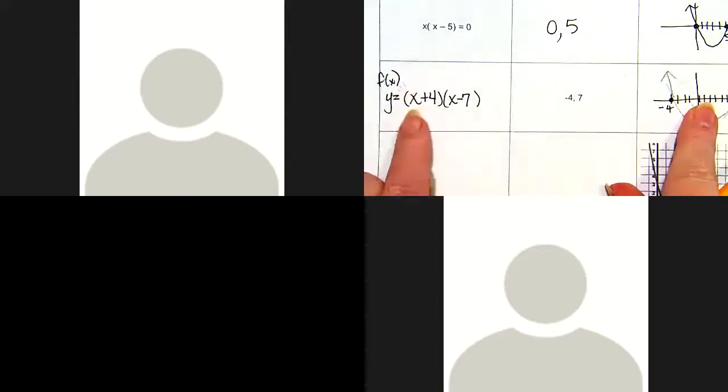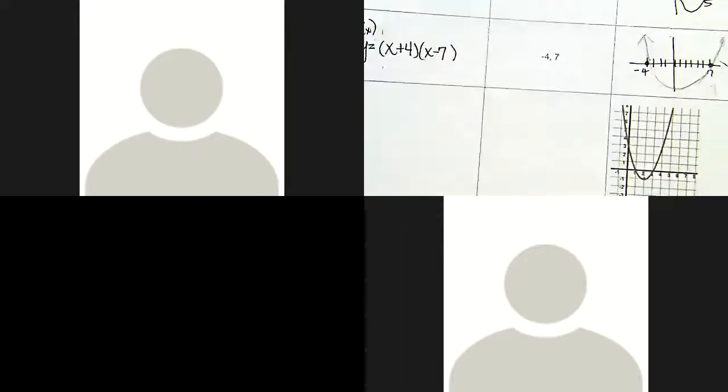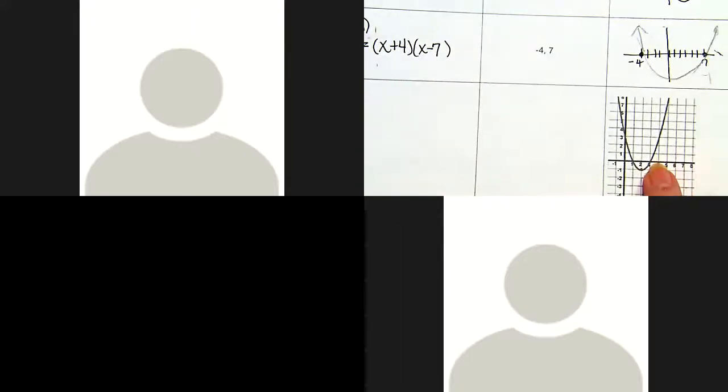But whatever this is should match this one. So if this is a positive one, this should be a positive one. If this is a negative one, this should be a negative one. Now this one was printed, so there's only one way it can be. This one can only be a positive one.